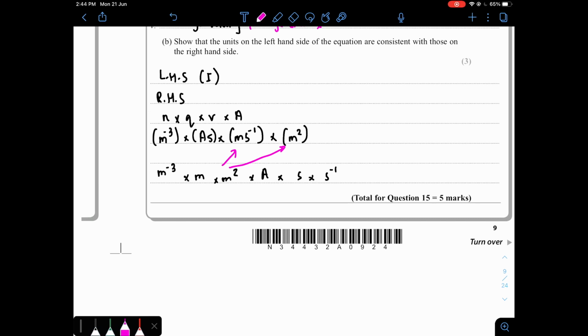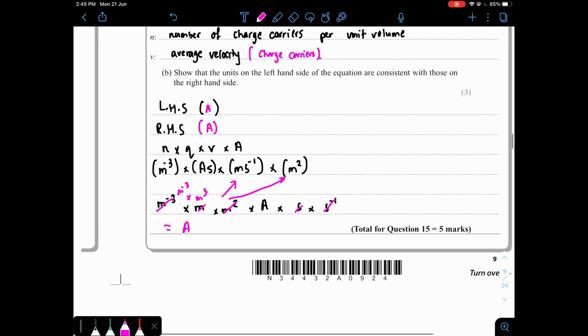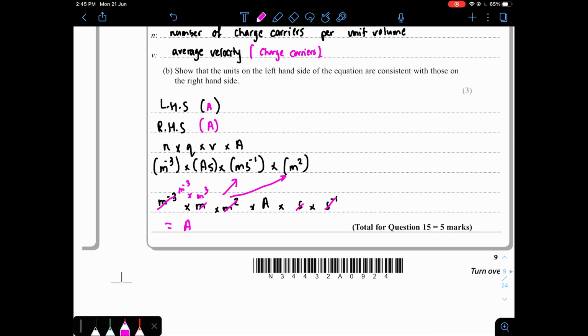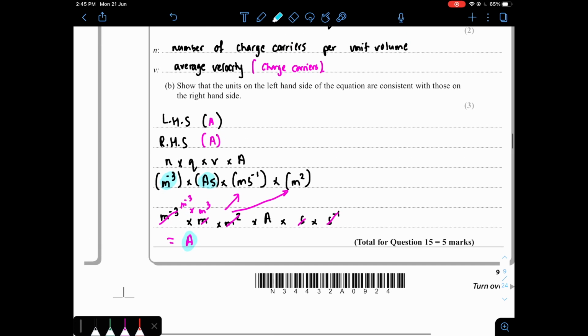So you can see that the meter cubed cancels out with the m and m squared, because you will get m cubed times m to the power minus 3, and they both cancel each other, and s to the power minus 1 cancel each other, so you're left with A for the right hand side. And over here I made a mistake, this should be A as well, the unit, not the quantity A. So the answer is it's consistent, so that's our 3 marks. You get 1 mark for getting this right, 1 mark for getting n, and 1 mark for getting to the end. Okay, so that is that.